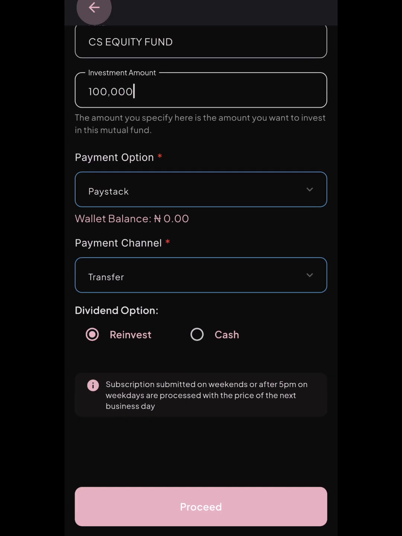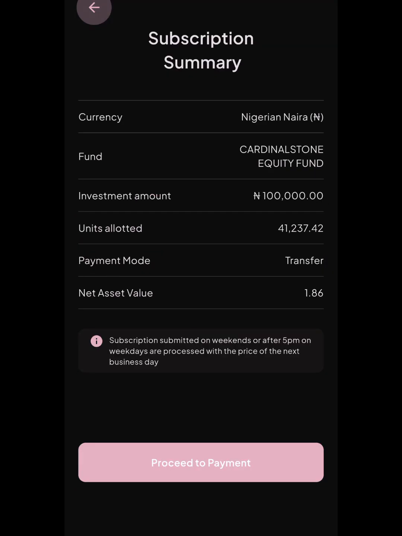Now it says, what do I want to do with my dividend? Dividend is basically thank you money. Once in a while, you can get a dividend from a stock or from a mutual fund. What do I want to do with it? Do I want to reinvest it, or do I want to get the money as cash? I want to reinvest it because it's just 100k. How much dividend would that give me? So I'm going to click on reinvest and I'm going to click on proceed.